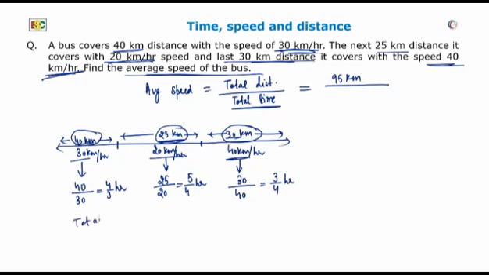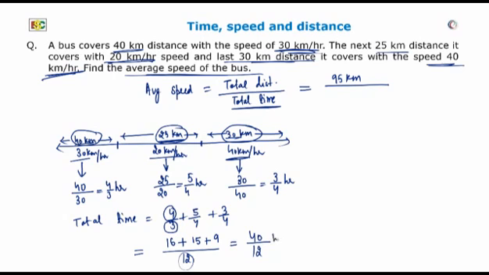Now total time will be equal to 4 by 3 plus 5 by 4 plus 3 by 4. Now after taking LCM as 12, 3 into 4 is 12, so we will multiply 4 by 4, and that 4 into 4 is 16, 5 into 3 is 15, and 3 into 3 is 9, and this is equal to 40 upon 12 hour or 10 upon 3 hour. So total time is equal to 10 upon 3 hour.